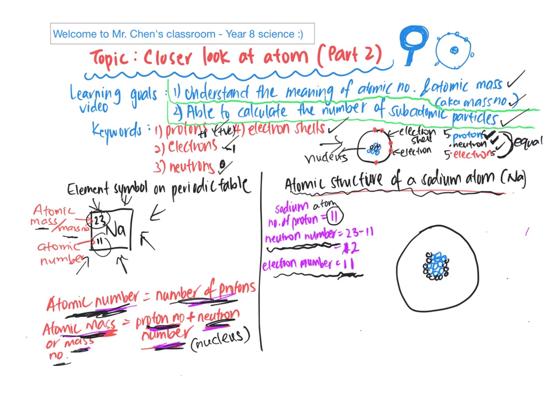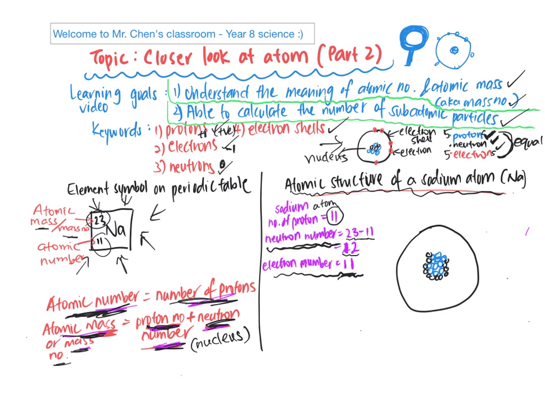As we know, the big number here is 23. 23 is the combination of protons and neutrons. Okay, so since we know the protons are 11, we just need to do subtraction to take away the number of protons from the atomic mass. That will give you 12. Alright, so 12 means there are 12 neutrons in sodium. So from there, we actually can draw the atomic structure of sodium.